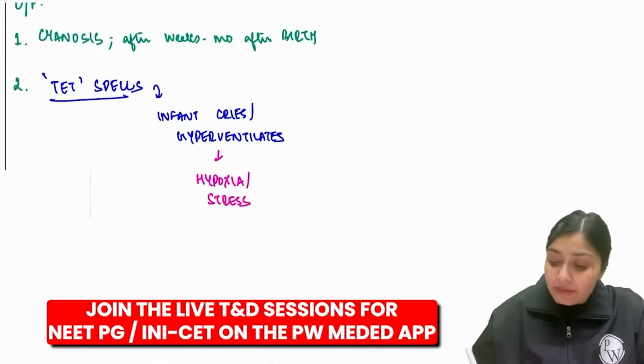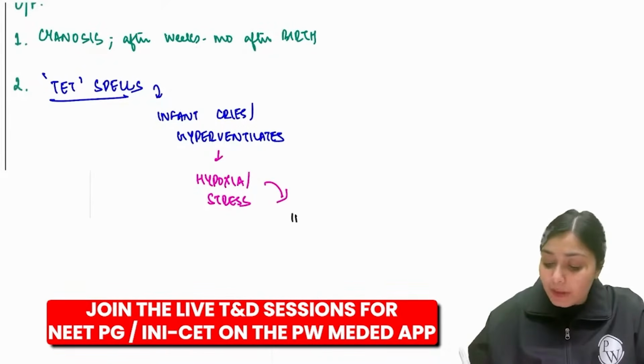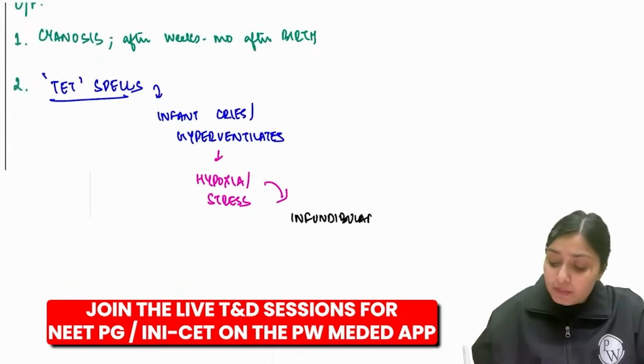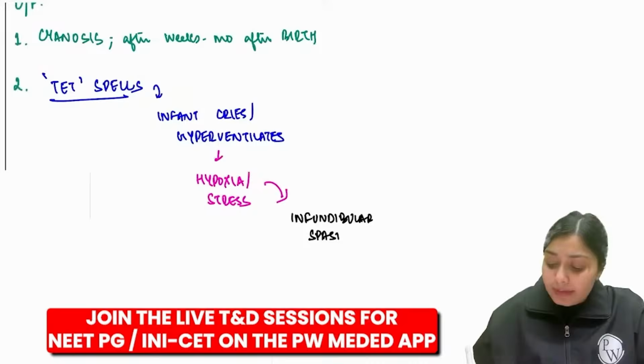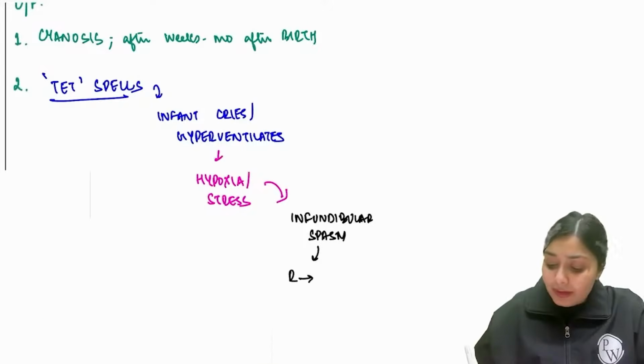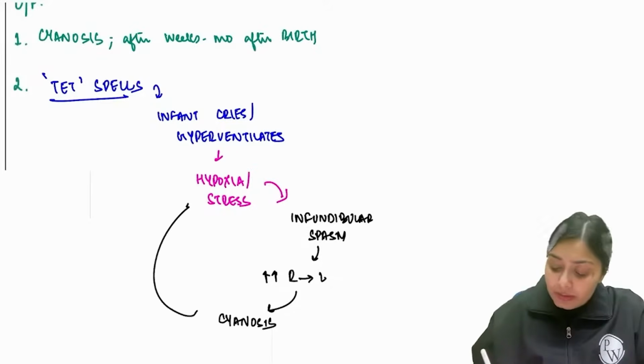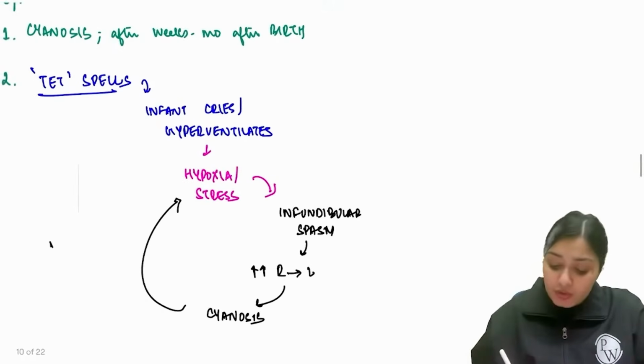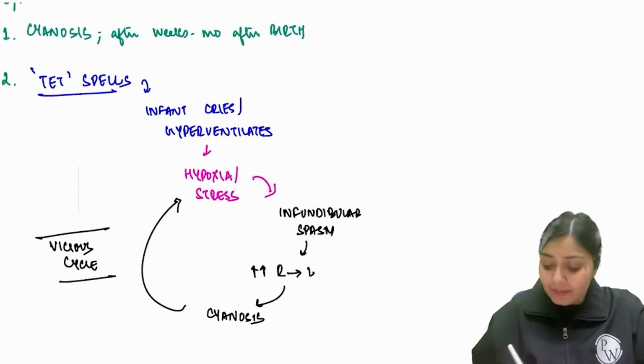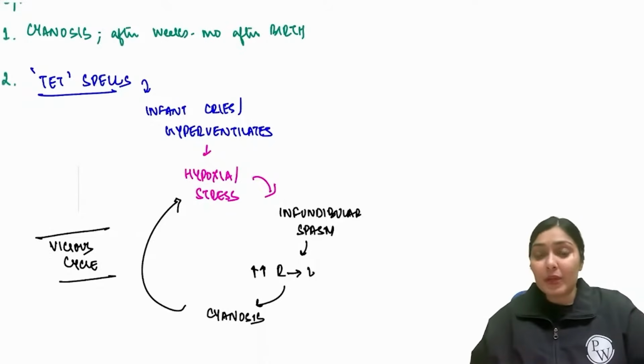Because of that, there is going to be infundibular spasm. That leads to an increase in the right to left shunt, which leads to cyanosis. The cyanosis will in turn lead to hypoxia and stress. So a vicious cycle sets in. Right, this is Tet spell.